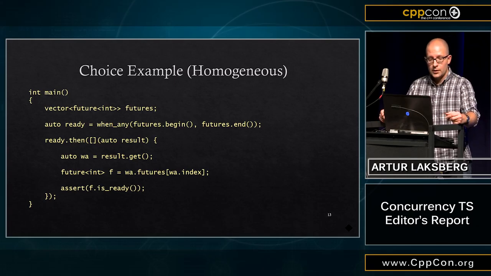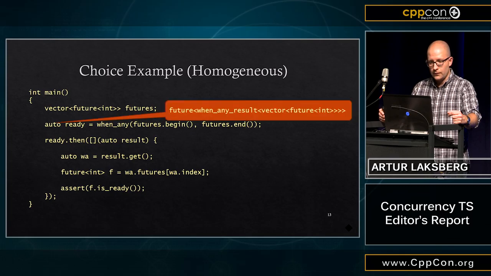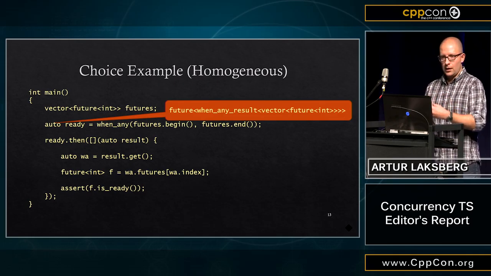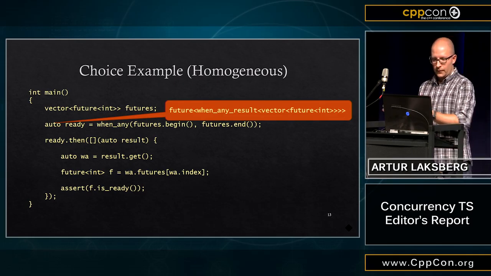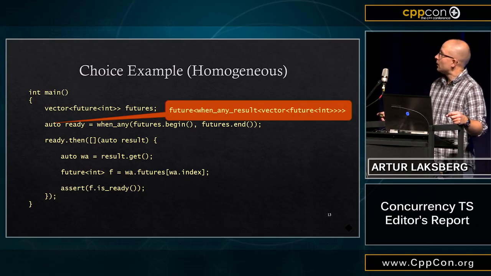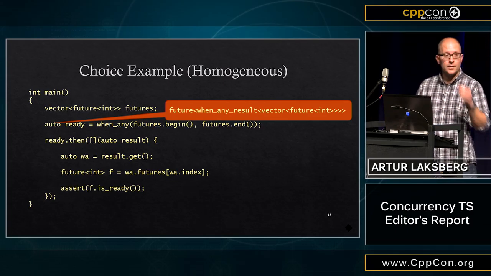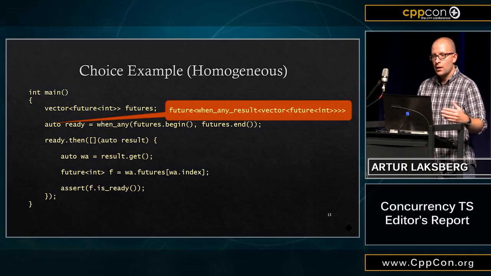Choice, homogeneous example, works like this. We call when any on a range of futures. The return expression is going to have a type of a future of when any result, which is just a struct of an index that represents the future that is ready, and the container itself, a vector of a future of an int. Right, and when I consume that future, I can use the index, which is a member of the when any result, and the future that I get this way is guaranteed to be ready, right? At this moment, more than one future can be ready, but at least one, this one, is guaranteed to be in a ready state.